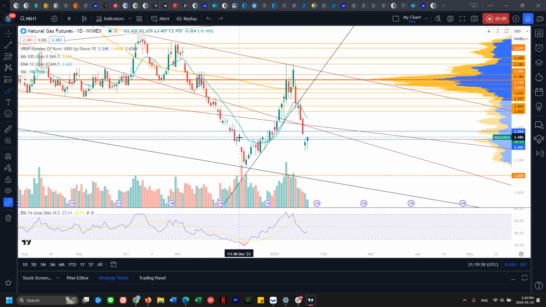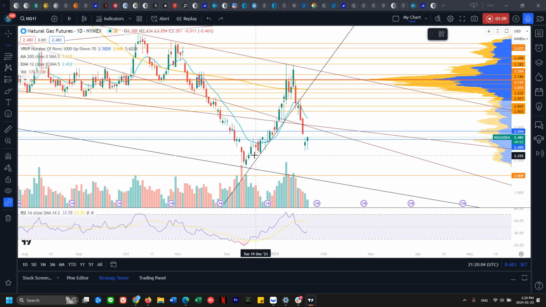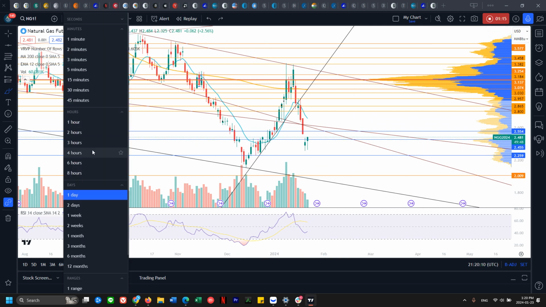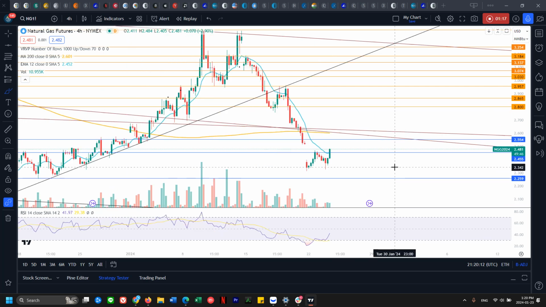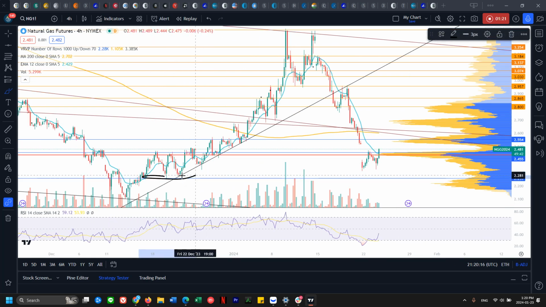So let's take a look at some more clues. So first clue we can look at is pretty much you guys see this sideways chop range here with all this volume traded. We zoom into the 4-hour frame and we can see that pretty much if we didn't hold this level, we would have probably tested this all-time low, because this is where all the volume was at when we were testing support and resistance.